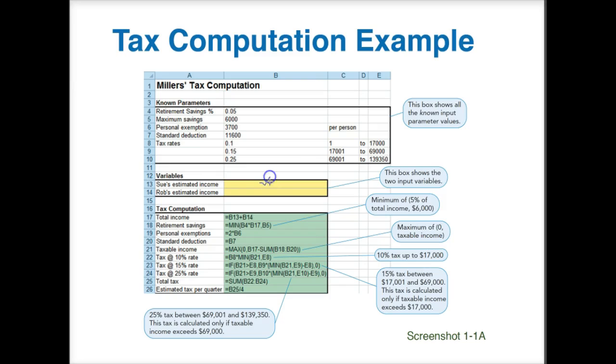Now, what's in yellow right here is going to be, in this case, Sue's and Rob's estimated income. Based upon how much money they make, that's going to let us know what everything else is going to be. When we look down here, we're going to see all the stuff that we need to calculate to come to our result, which is how much tax they have to pay per quarter.